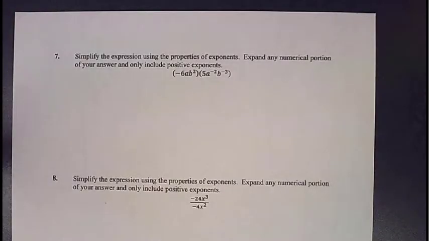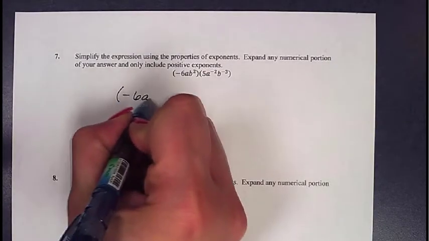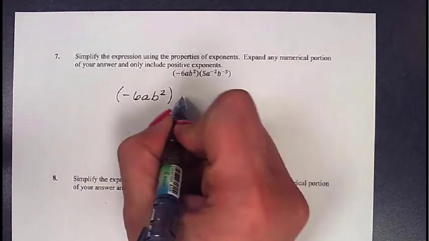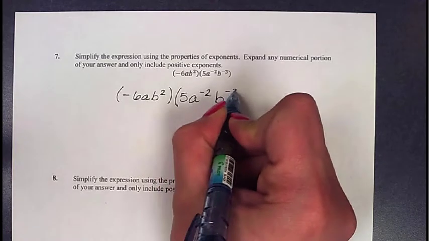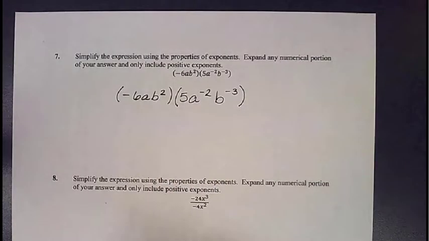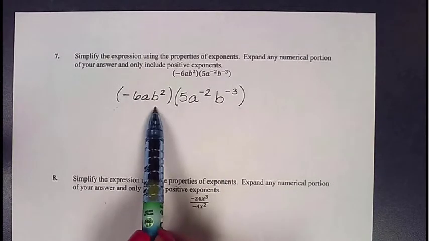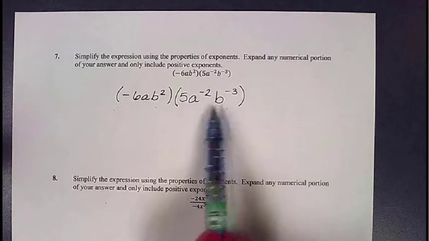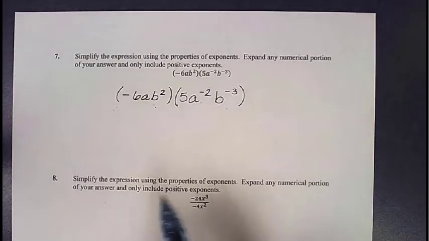Okay, so for question number 7, we're looking at multiplying two terms together. So our first term is negative 6ab squared, and our second term is 5a to the negative 2 b to the negative 3. Well, the first thing I want you to realize when you're doing this is it's all multiplication. So you're multiplying these three terms together, you're multiplying these three together, and then you're multiplying them together. And one of the great things about multiplication, just like addition, is that it's commutative, which means that we can multiply in any order that we want. We don't have to keep it like it was given.